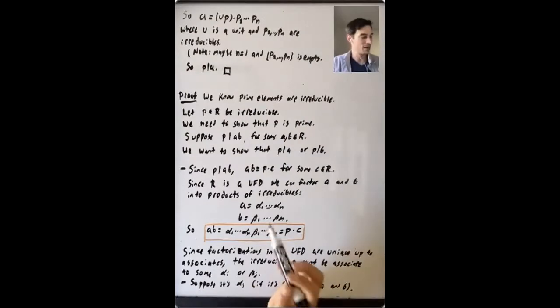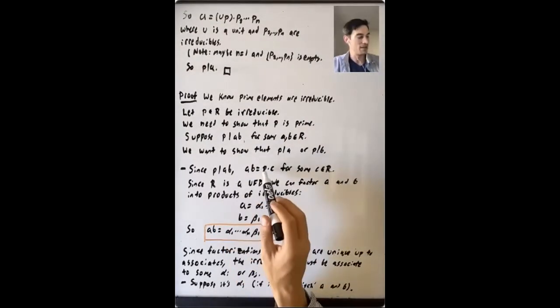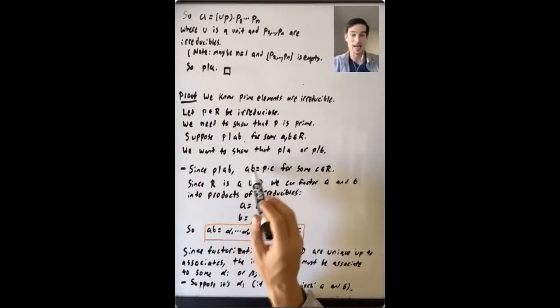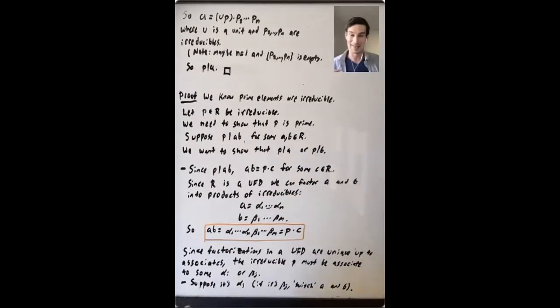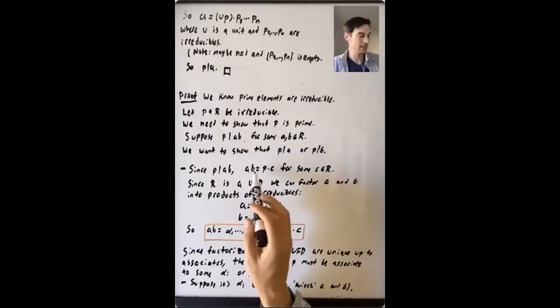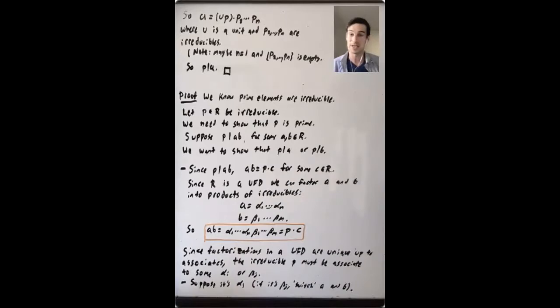The thing that was helpful here is p divides AB means AB equals p times c, and you just factor everything in sight. And this is something you can do in a UFD that gives you information about irreducibles and primes.